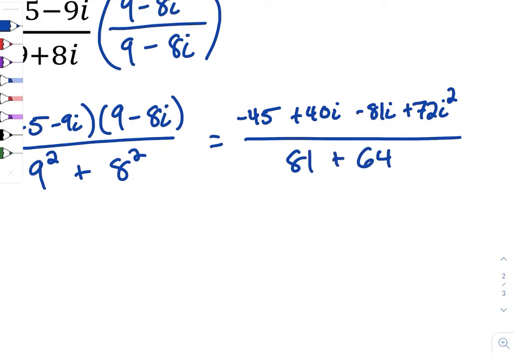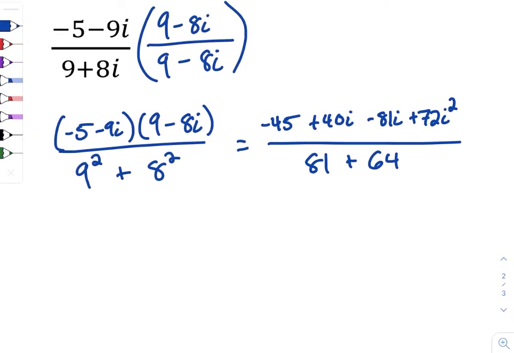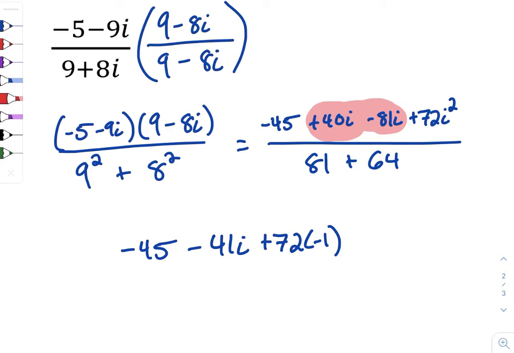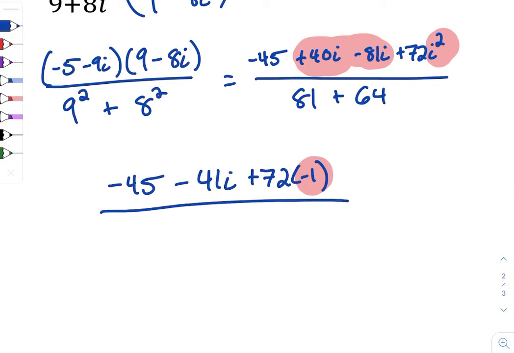Okay, I've done all the multiplying of the complex numbers. I just need to simplify here. So the first thing I can simplify is I can combine the middle terms here, plus 40i minus 81i. So the negative 45 doesn't change, plus 40 minus 81 is minus 41i. And then remember, i squared is negative 1. So I can substitute out that i squared for negative 1. And then in the bottom, I can just add those two together.